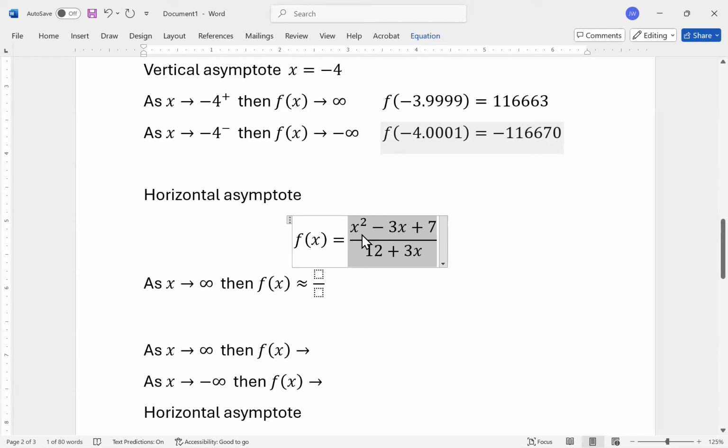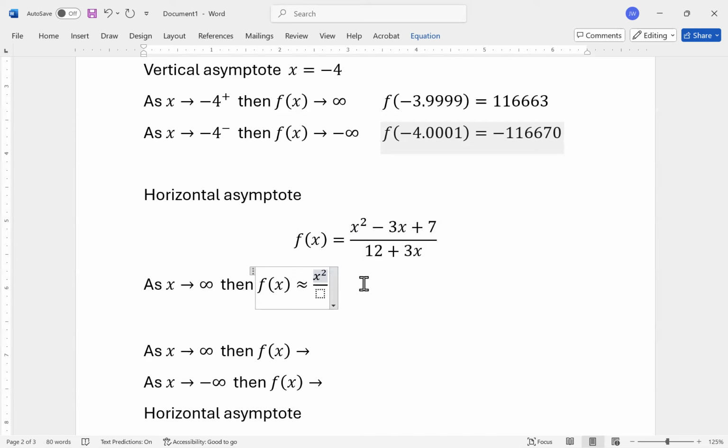The x squared is kind of like a jet plane, and the negative 3x, while it's growing, is like a person walking. So we're talking about vastly different speeds here. So the x squared is going to determine what the top does. And in the bottom, the fastest type of growth is the plus 3x term. So f of x is going to behave kind of like x squared over 3x, which is kind of like having an x over 3.